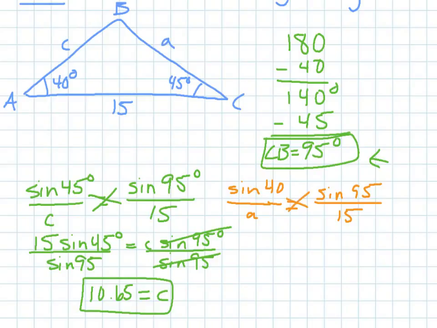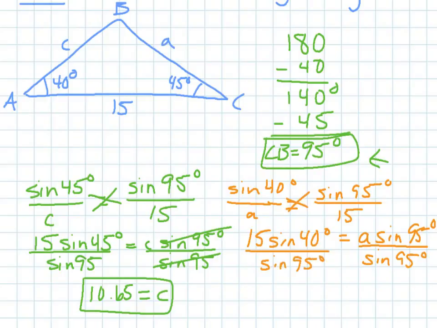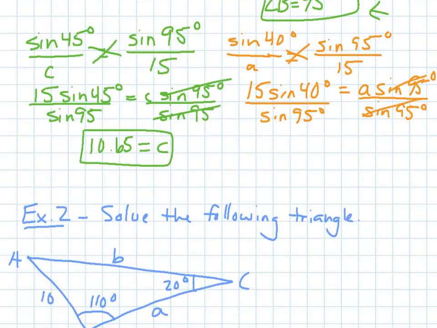So cross multiply, I get 15 sine of 40, and that equals A sine of 95. Okay, divide by sine of 95. And then those cancel out. I'm left with A, and I get in my calculator 9.68. So now I found angle B, which is 95 degrees, side C, which is 10.65, and side A, which is 9.68. Okay, let's try another one.